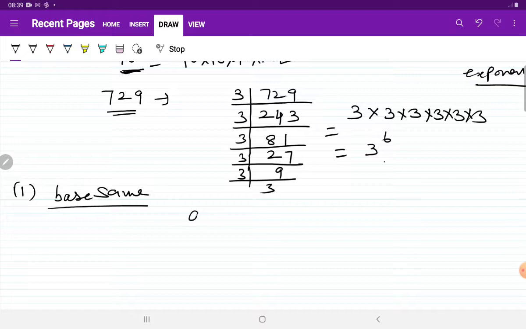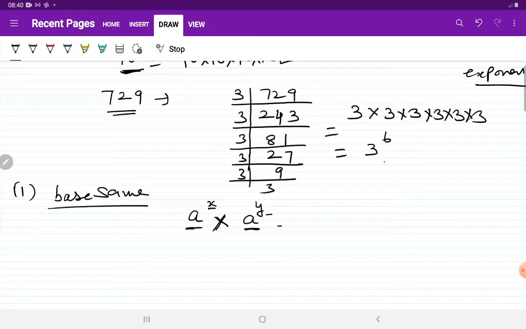Like I am taking a raised to power x and a raised to power y. My base should be the same, so I have to take the same base. So a raised to power x, a raised to power y. Both bases are a, and I have to multiply these two numbers. What is the law? The base is the same and the exponents, x and y, are different, and they have to be multiplied.